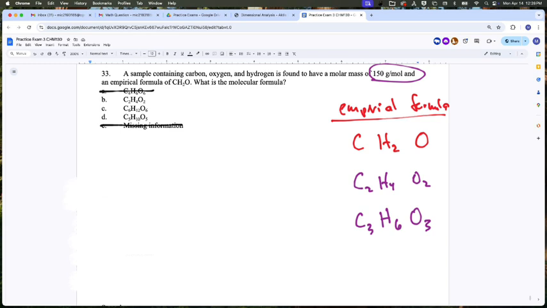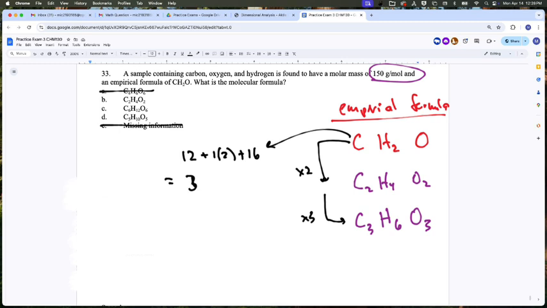Or the slightly more elegant form is that there are ratios. To scale up here, what did I do? I multiplied everything by 2. To get to this one, I multiplied everything by 3, right? What was the mass of CH2O? Well, carbon weighs 12. Hydrogen weighs 1. There's 2 of them, plus the oxygen, 16. Is it 30? Yeah. It is 30. My actual mass is 150.